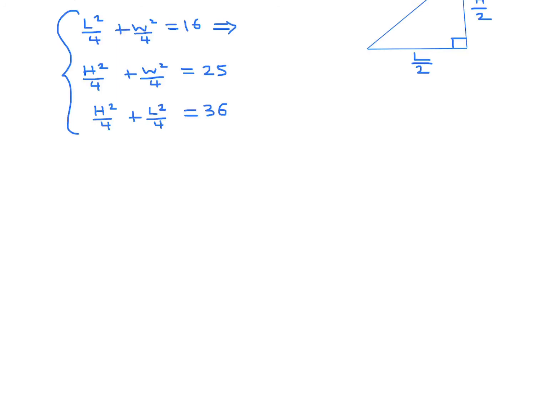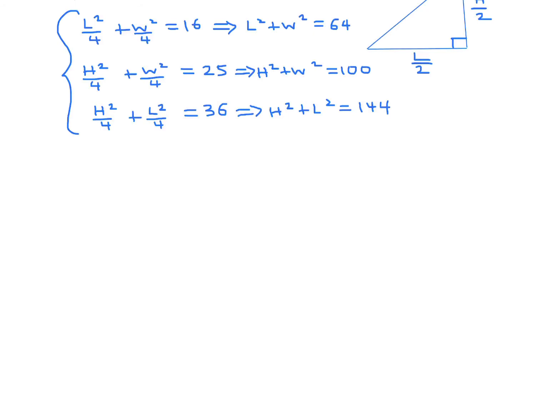Each of these, we can simplify a little bit by multiplying through by 4, which makes it without fractions, and that's perfectly fine. So if you multiply through by 4, this would become 64, and this one would become H squared plus W squared is 100, and this one would become H squared plus L squared is equal to 144, just like that. And at this point, you've got 3 equations and 3 variables, so you can solve. There are various ways of doing this. Whatever method you're comfortable with is perfectly fine as long as you get the right answer.